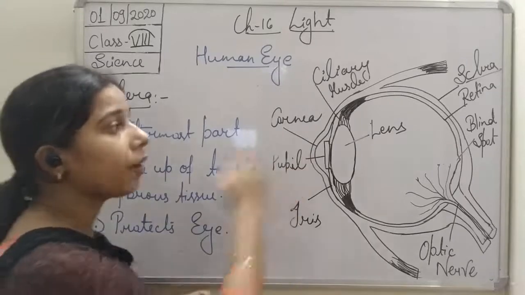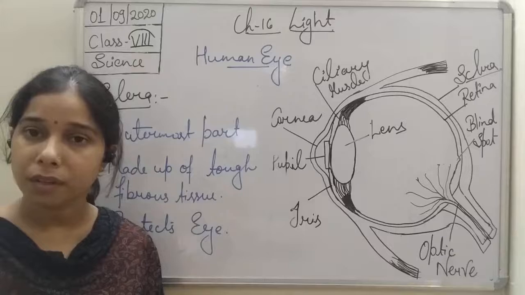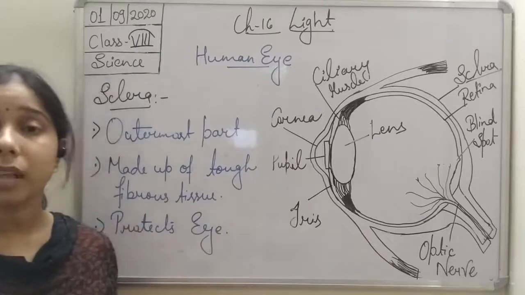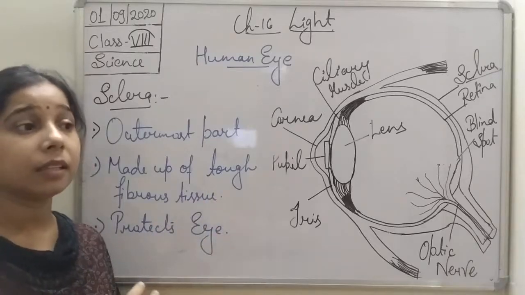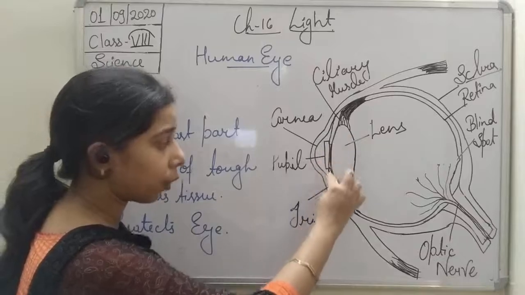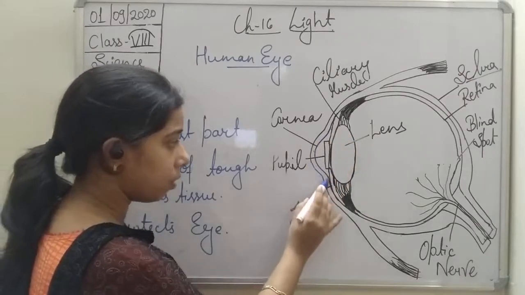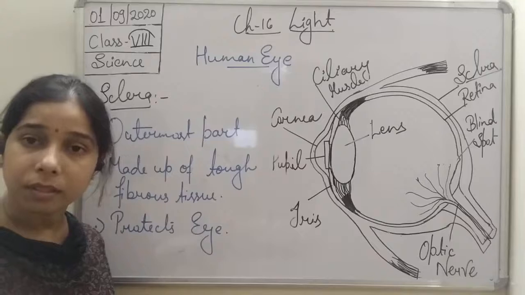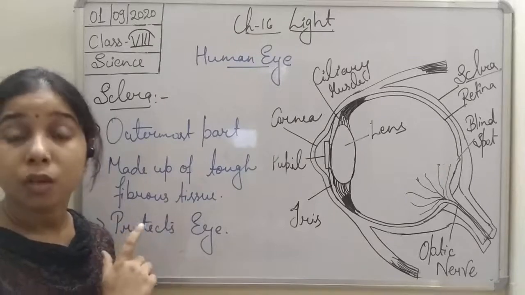Next one is the cornea, students, which is the second one, present just behind the sclera. Now what is the role of the cornea? Cornea allows the light to pass through it. Since it allows light to pass through, it is a transparent, bulging out part of the eye. This bulging out part of the eye is known as the cornea. This is the cornea, so you can see it here. Its basic role in the eye is that it allows light to enter into the eye.